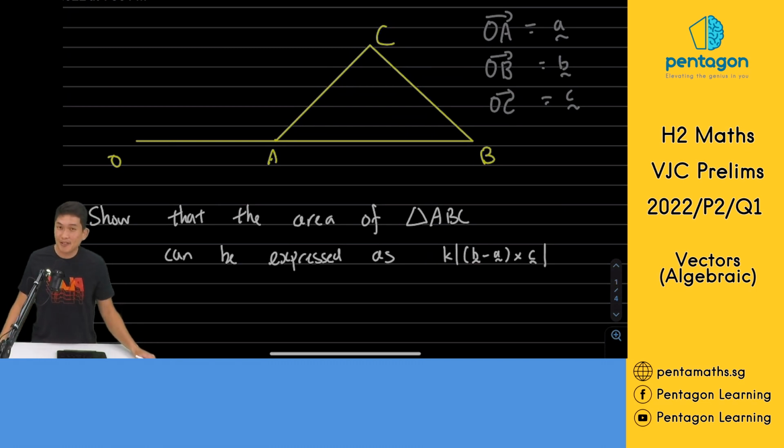Hello and welcome. Today we're going to do the 2022 VJC Prelim Paper 2, question 1. This is a question on algebraic vectors. Not dealing with any numbers here.